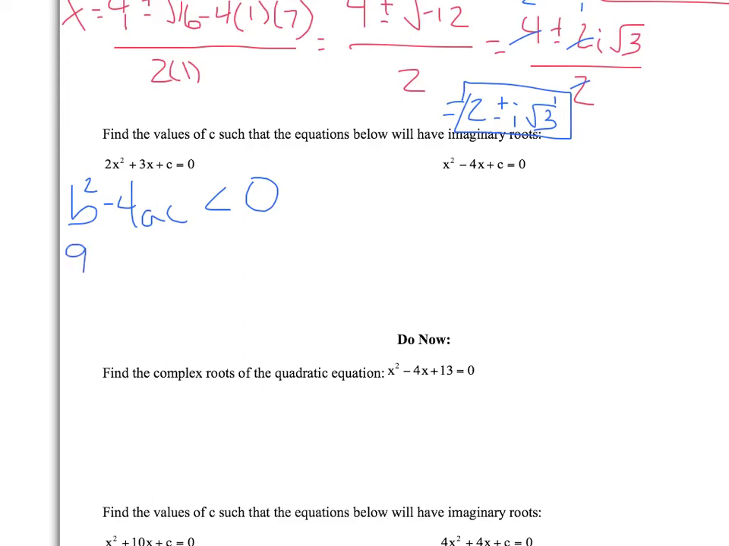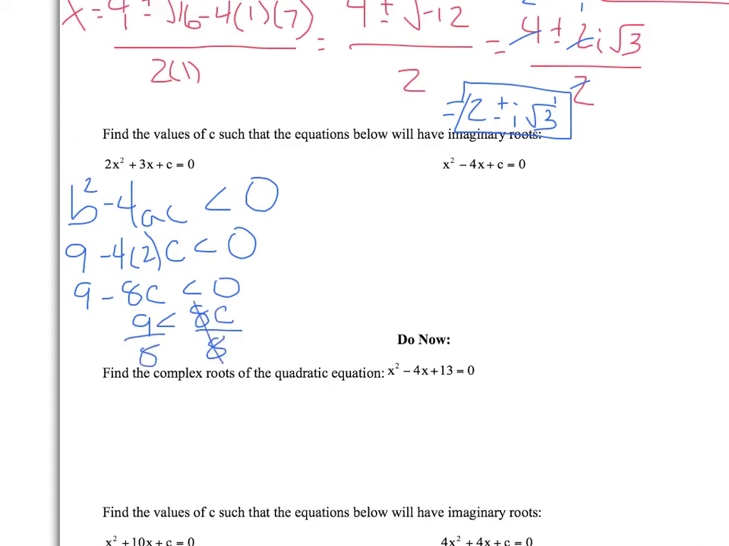b squared is 9, a is 2, and I'm solving for c. Well, this is 9 minus 8c, has to be less than 0. To solve for c, I'm going to add the 8c, so I'll have 9 has to be less than 8c. Divide by 8. So we're going to get c has to be greater than 9/8 in order to get imaginary roots.